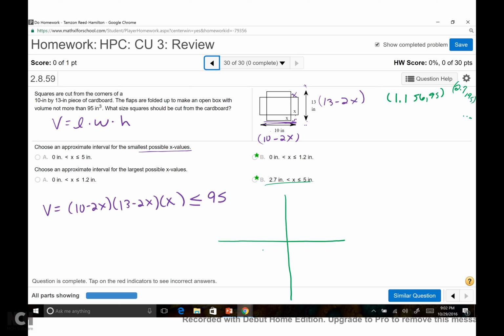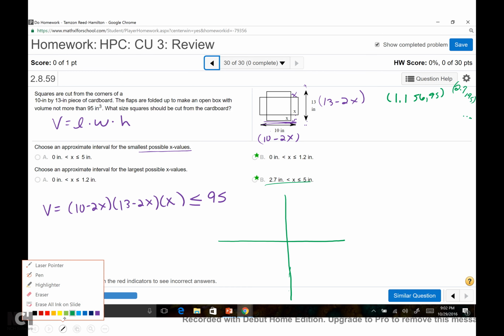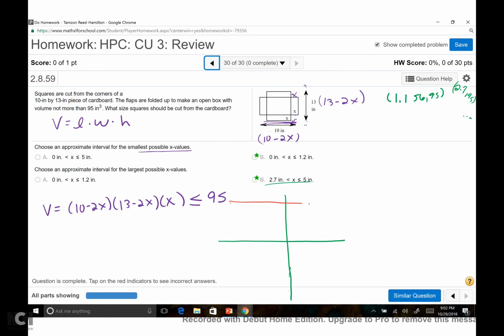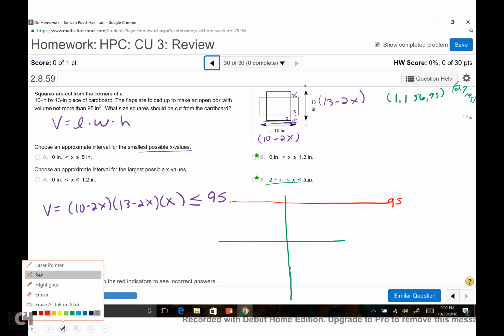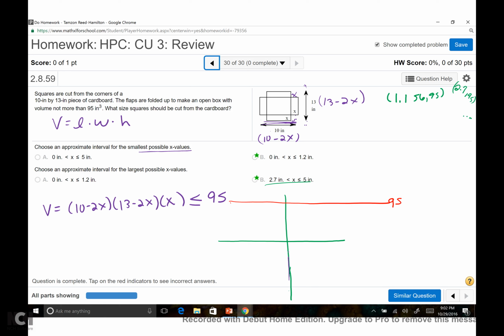It actually, when I go out to 10, it does this. It comes up, comes back down. Actually, it doesn't come down that much. It comes up. Here's your 95 line. Oops. What the heck? Sorry, I wanted another color. Here's your 95 line. That's y equals 95. The graph, if I go out to 10, comes up, comes down, and comes back up.